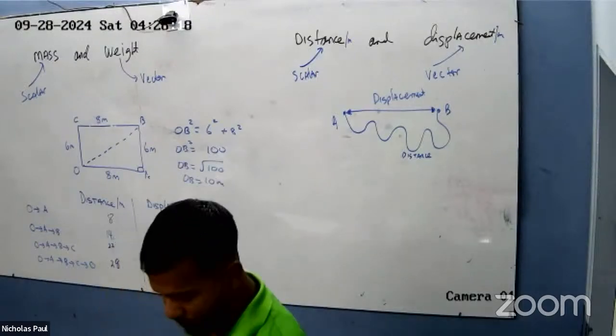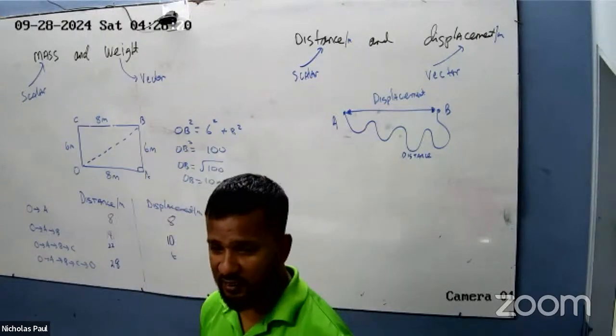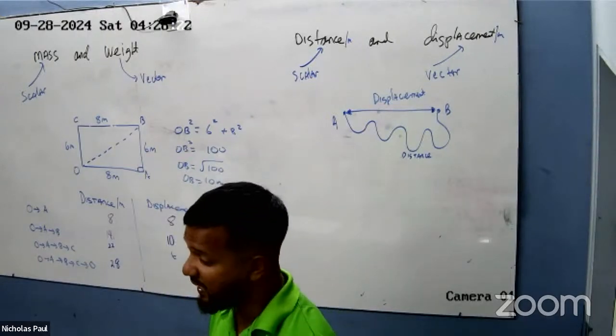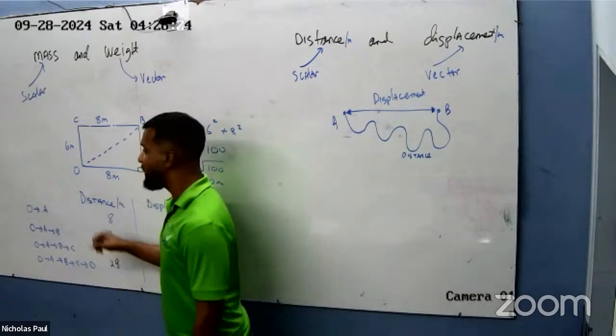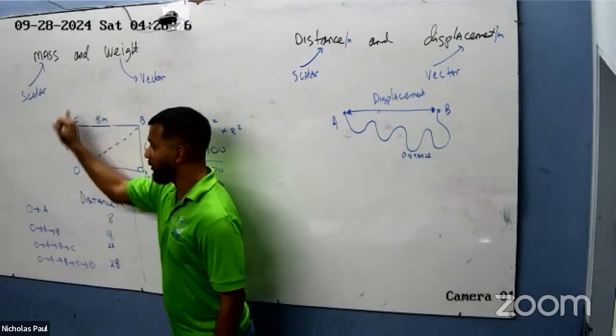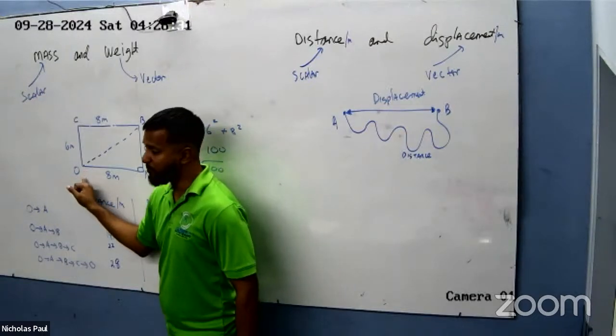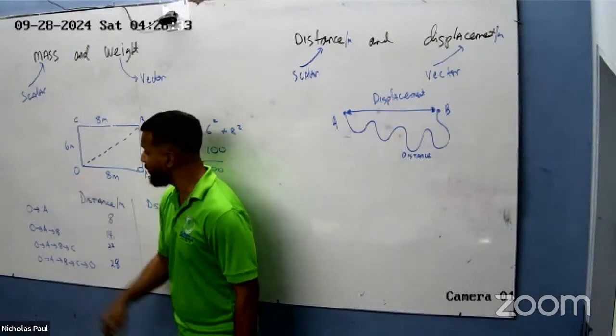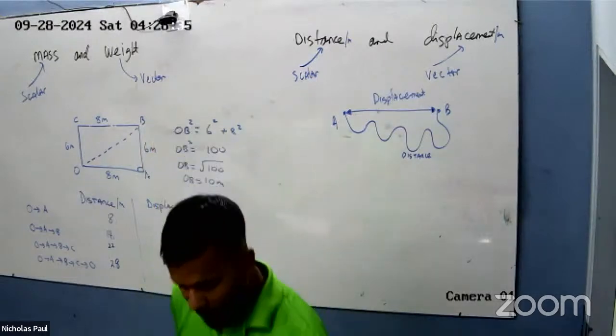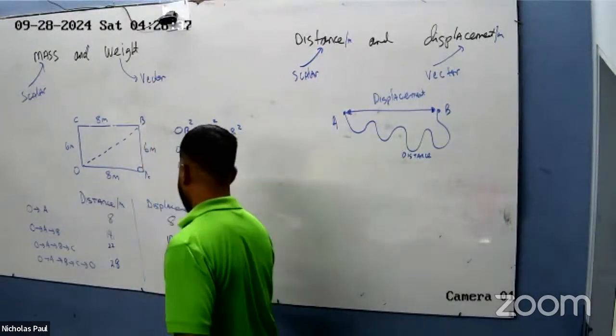Anybody have a guess? 0. 0 is the answer, right? Because you start at O and you finish at O. That's okay? So it means that your displacement is 0. So Shreya, put 0 here.